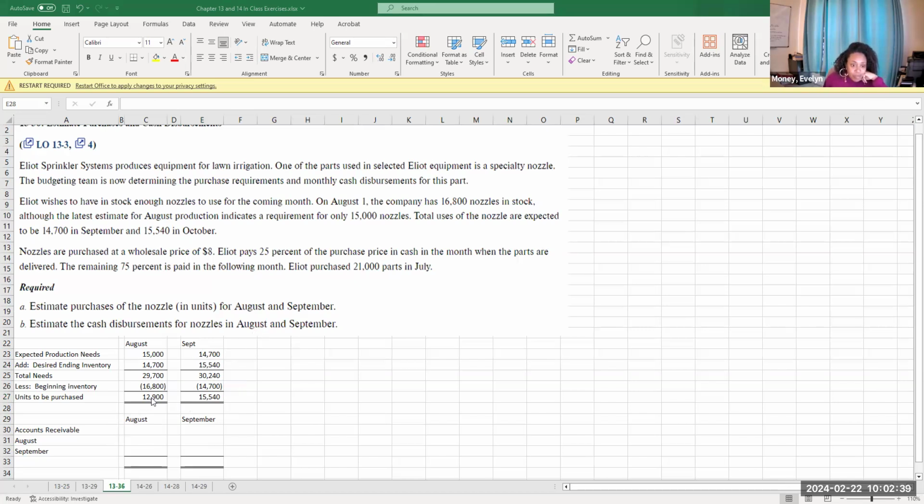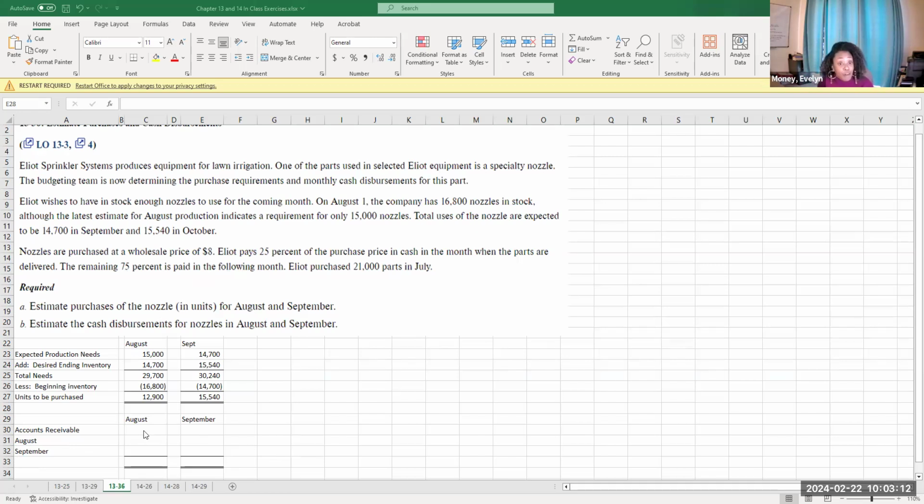Now for August, I know I need 12,900 units. I know that each unit costs me $8. The issue is that 25% will be paid for in August. The other 75% will be paid for in September. For September, 25% will be paid for in September, and the other 75% will be paid in October. But I don't have to worry about October. They only asked me for September.